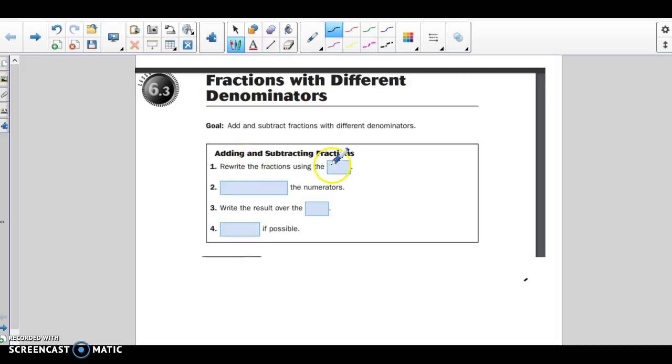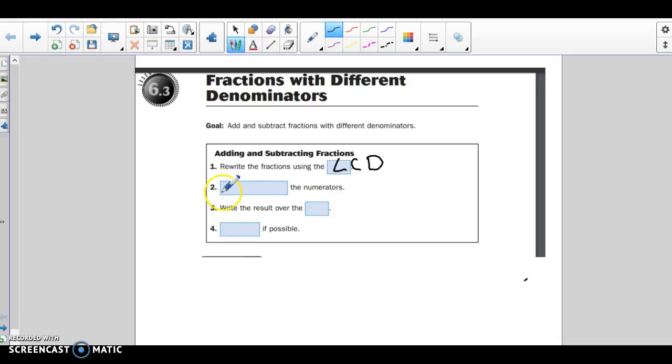All right. So the steps are, first, we're going to rewrite the fractions using what's called the LCD, least common denominator. Does that sound familiar? We did LCM. Since we already know the LCM, now we're going to do LCD. Not LSD.